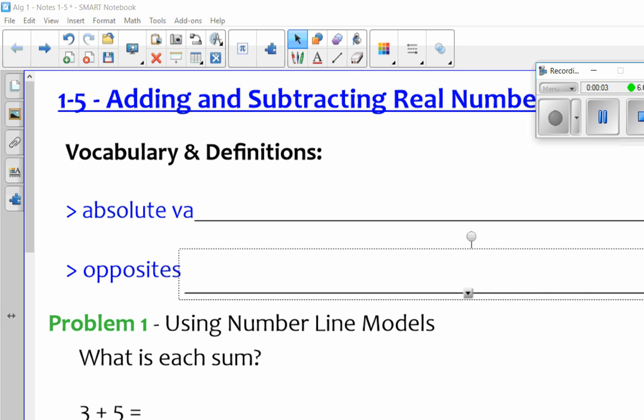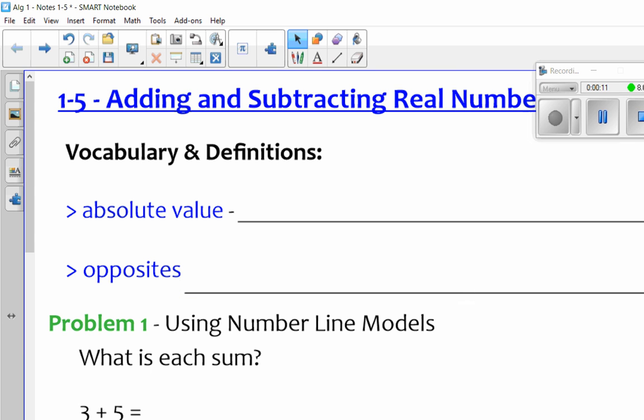Okay, everybody, this is notes for 1.5. We're going to be adding and subtracting real numbers. Sometimes these are called directed numbers because you use the sign in front of the number to tell you, like, if I had a number line, which way do I go on my number line? Okay, so we use that a lot today.